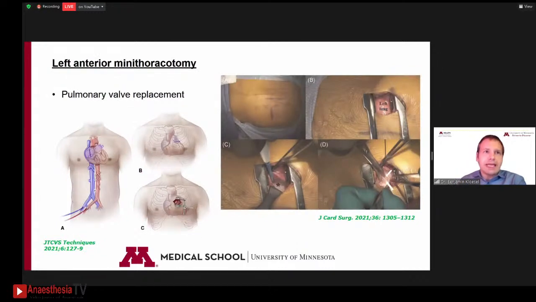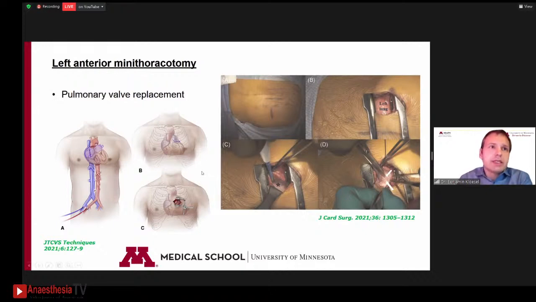Let's move to the next one. That would be a left anterior mini thoracotomy. And that's a very specific approach that we often use in older children or adolescents for pulmonary valve replacements. As you can see here, the left anterior mini thoracotomy allows a nice exposure of the right ventricular outflow tract. The drawback to this procedure is that it requires bypass initiation via peripheral cannulas.